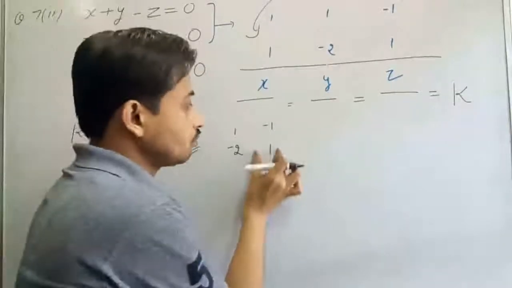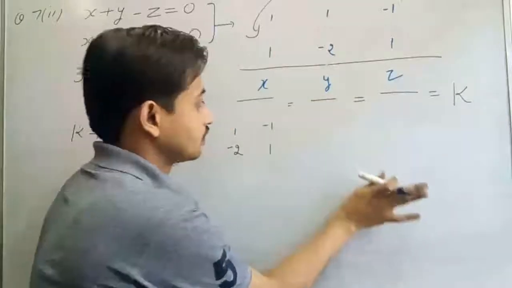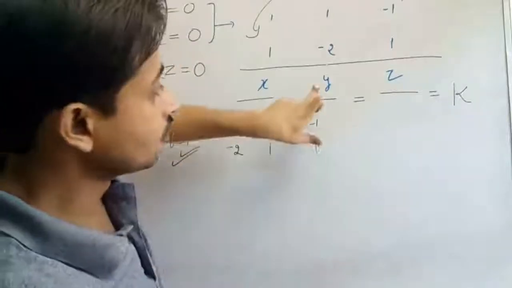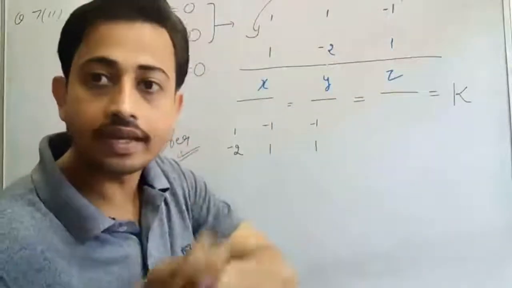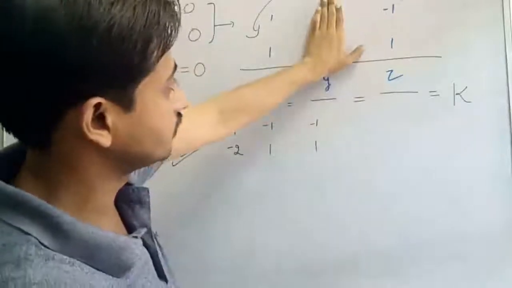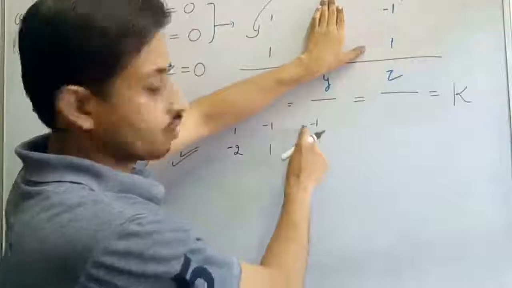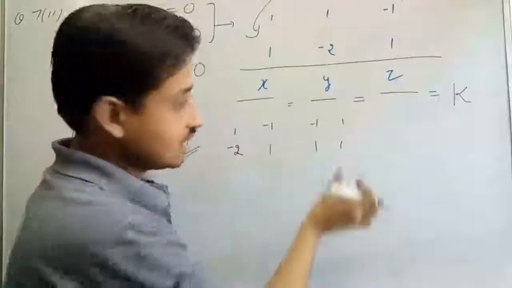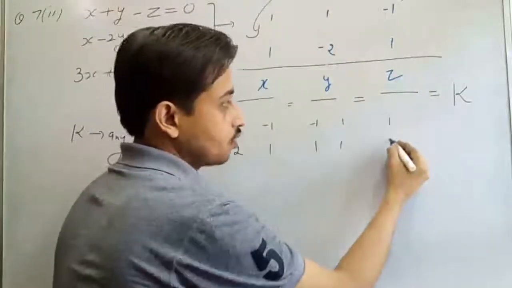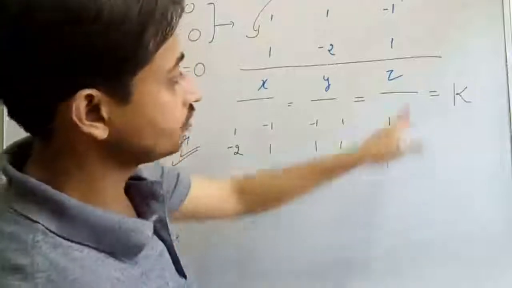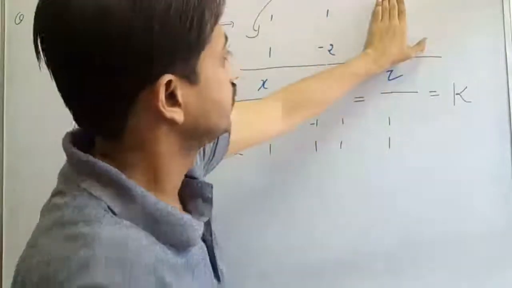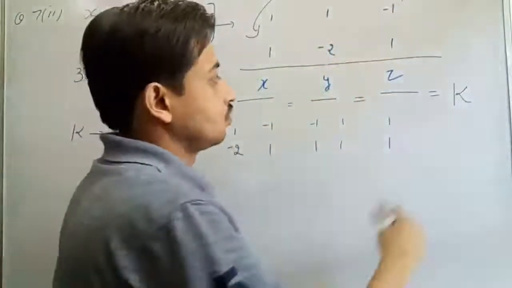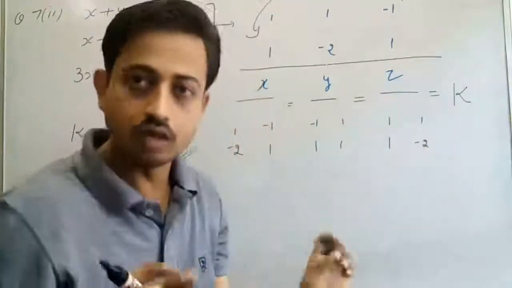The same, this column you have to write as it is, minus 1 and 1. Now remove what? The y coefficients. If we remove the y coefficients, what will we get? Minus 1 and 1, we already wrote. What's remaining? 1 and 1. So I am writing 1, 1. Same here, in this second column you also write 1, 1. Now remove the coefficients of z. If we remove the coefficient of z, we get this 1, 1. I already wrote it. What's remaining is 1 and minus 2. I hope you understand this.